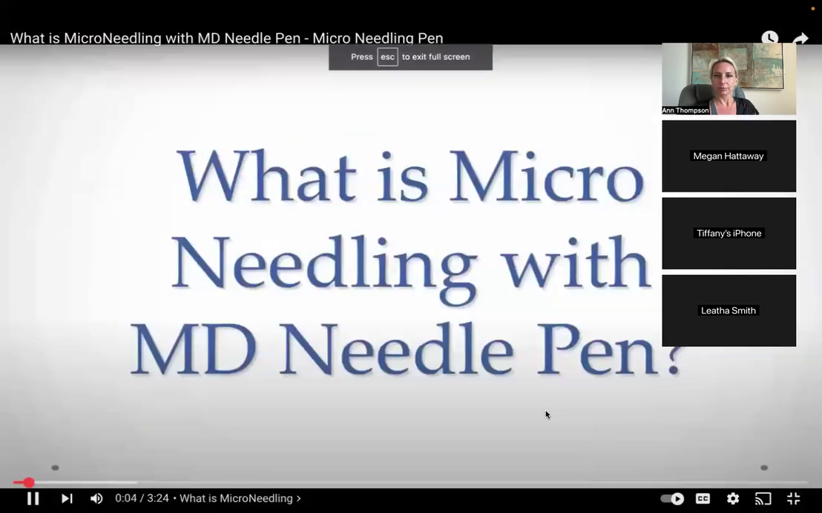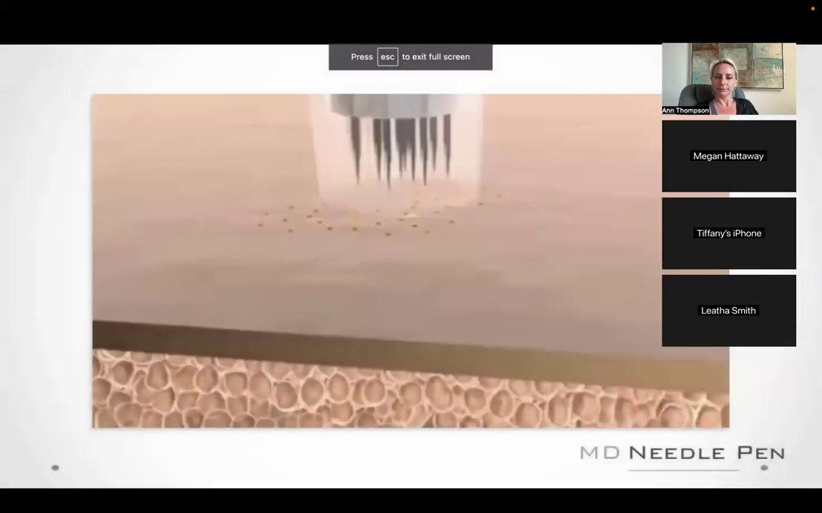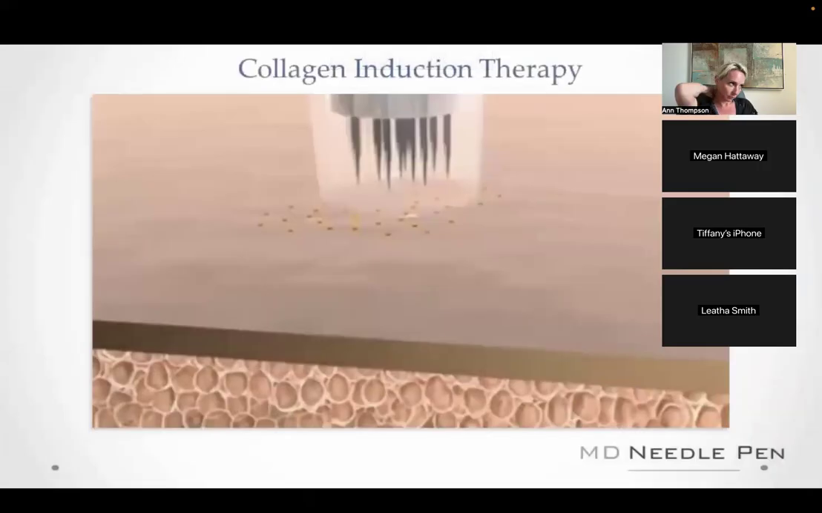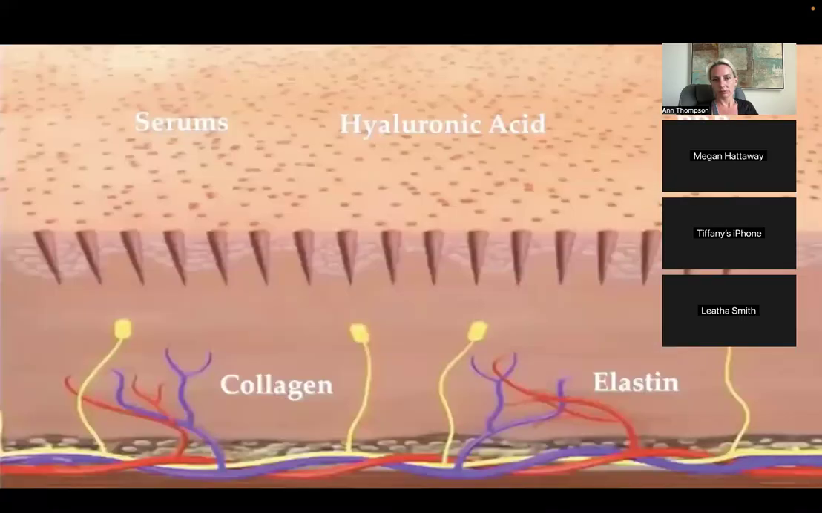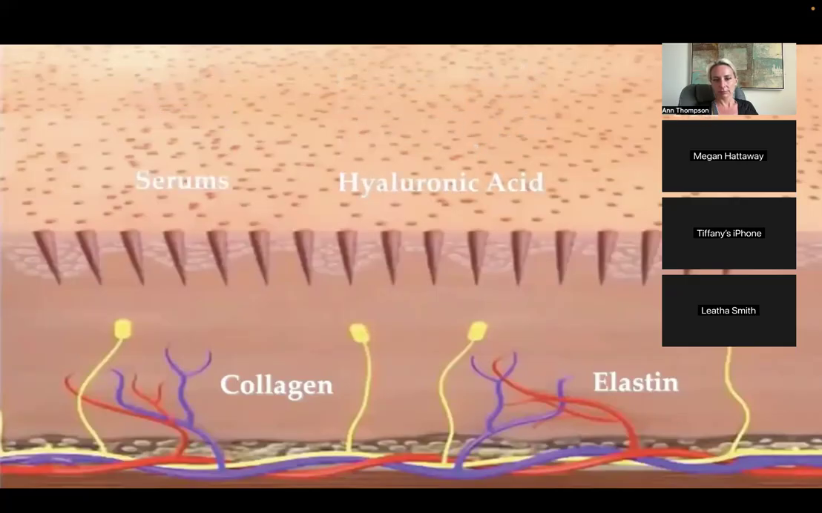What is microneedling with the MD needle pen? Microneedling, also known as collagen induction therapy, stimulates the body's natural healing process by creating microchannels on the surface of the skin. This procedure leaves the top layer of the skin intact, allowing for shorter healing time and the ability to treat many different skin concerns. Each microchannel allows for the absorption of serums, hyaluronic acid, and PRP when used during the treatment. The body is stimulated to fill these microchannels by producing collagen and elastin, resulting in smoother, firmer, and rejuvenated skin.